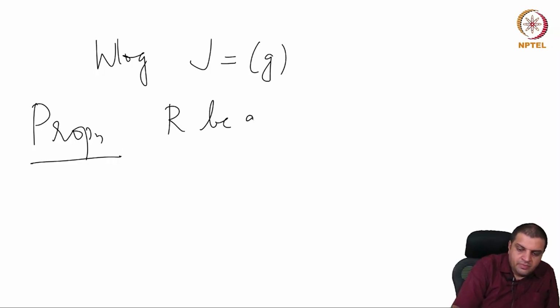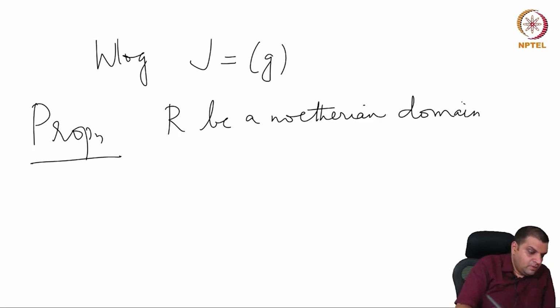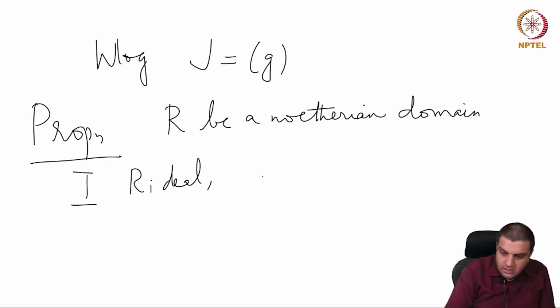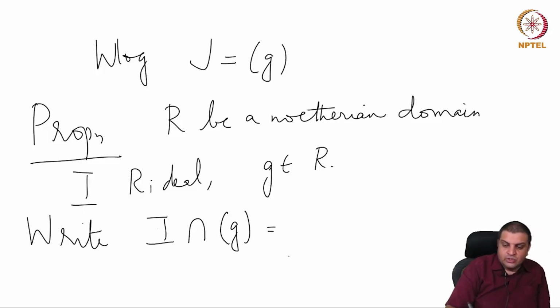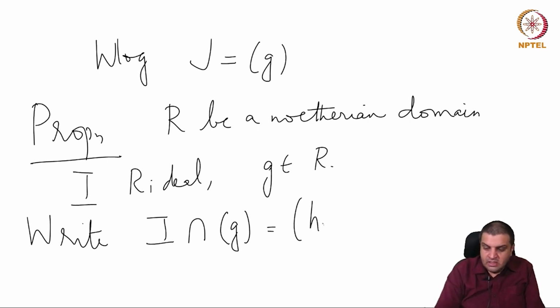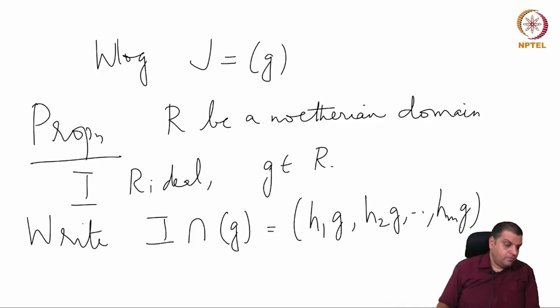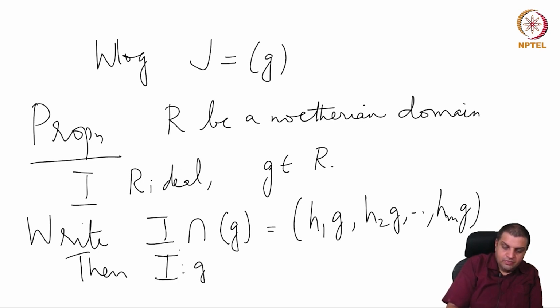Let R be a Noetherian domain, I an ideal of R, and G inside R. Write I intersect the ideal generated by G as, so every generator of this is going to be divisible by G, as H1 G, H2 G, up to Hm G. Then I colon G is equal to the ideal generated by H1 through Hm.